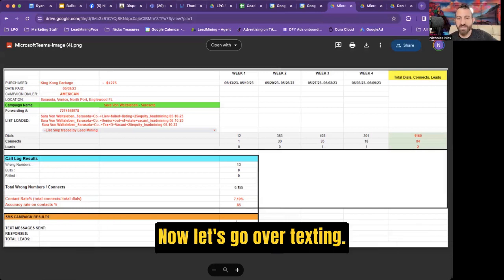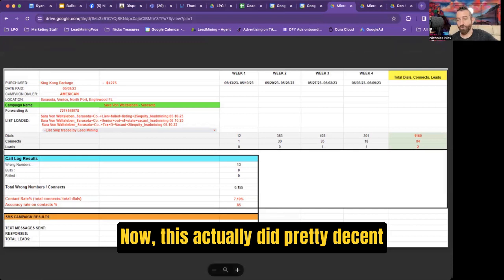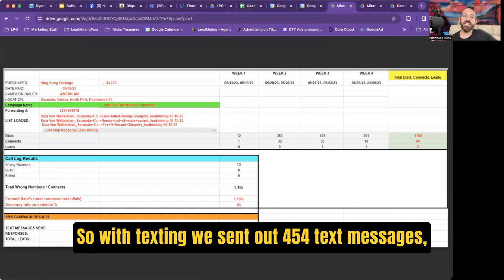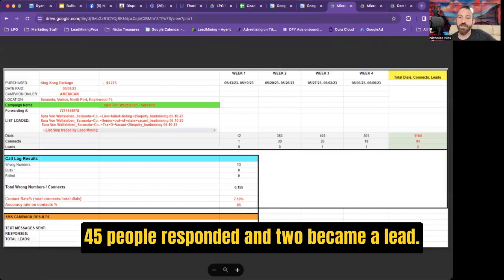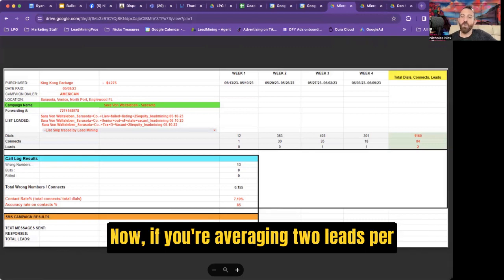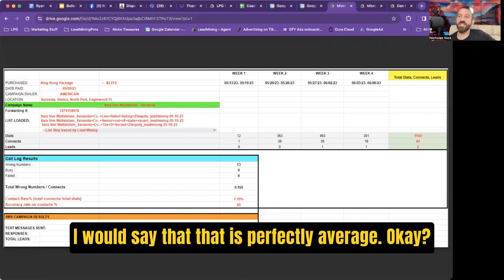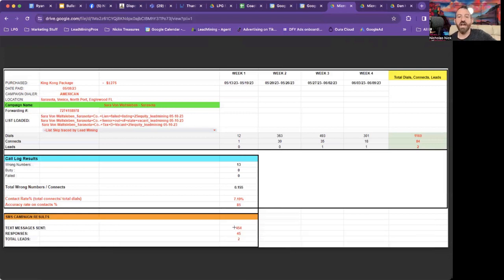Now let's go over texting. This actually did pretty decent considering how few went out. With texting, we sent out 454 text messages, 45 people responded, and 2 became a lead. Now, if you're averaging 2 leads per 500 text messages, that's pretty decent. I would say that is perfectly average.